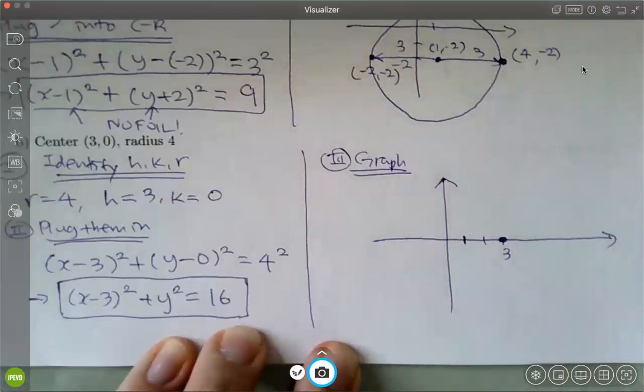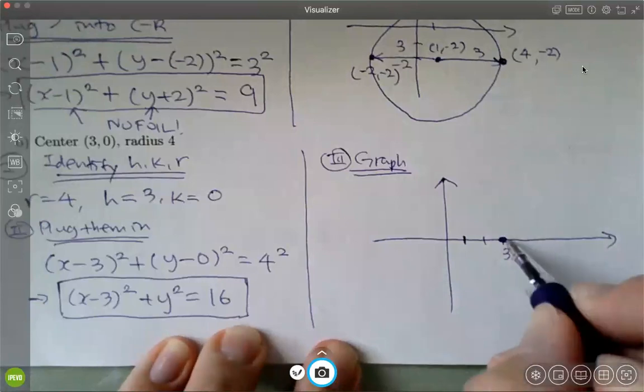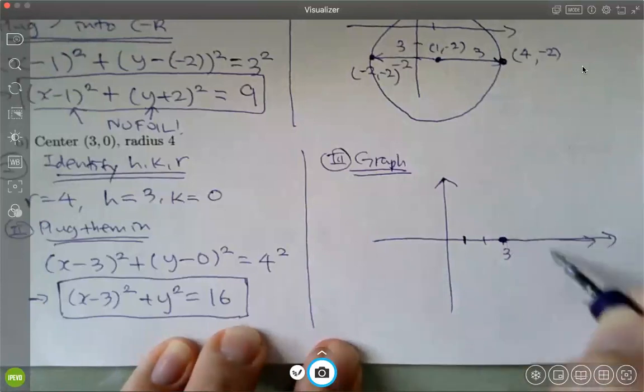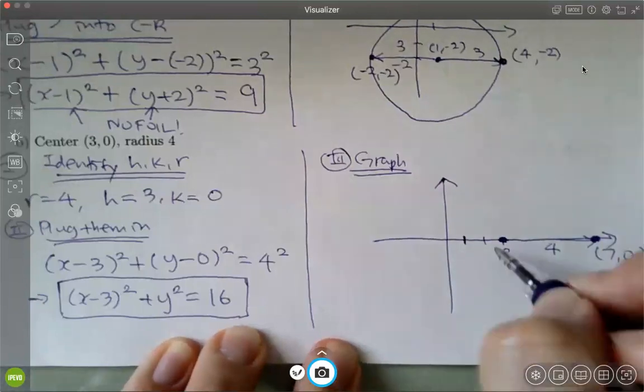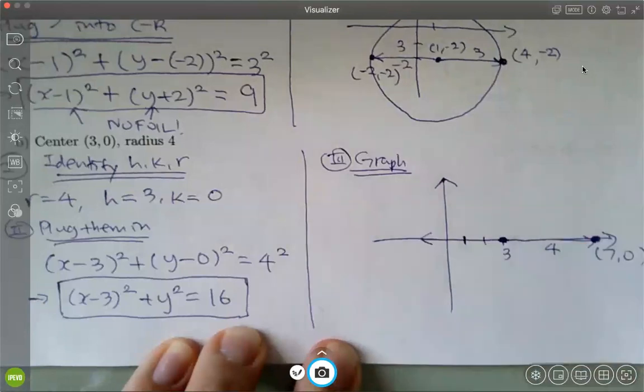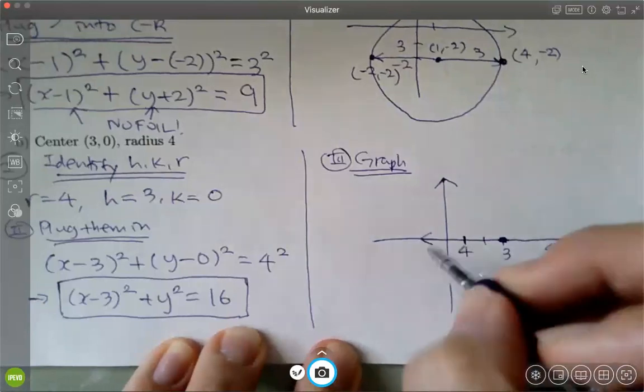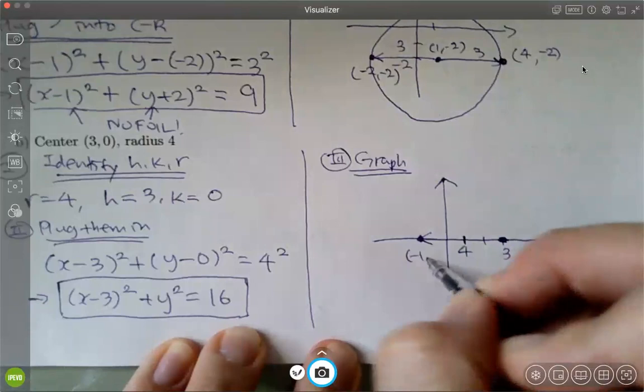Now get the second point. Let's say you chose to go to the right by 4 units. What is this point equal to? (7, 0), right? Yes. Now, if you choose to go to the left by 4 units, then this point is what? (-1, 0), right?